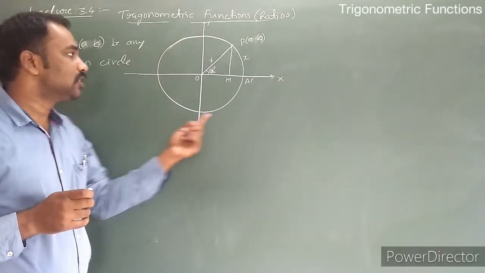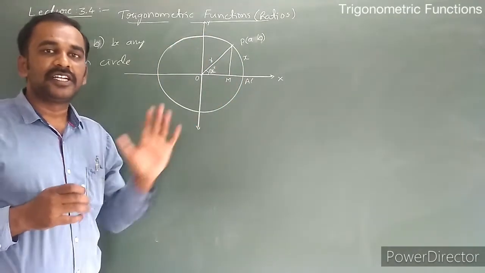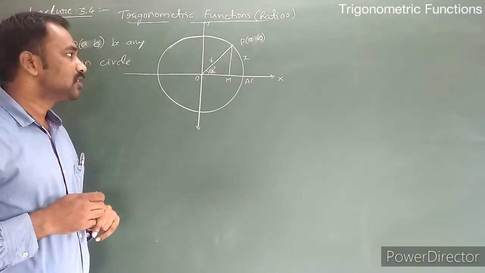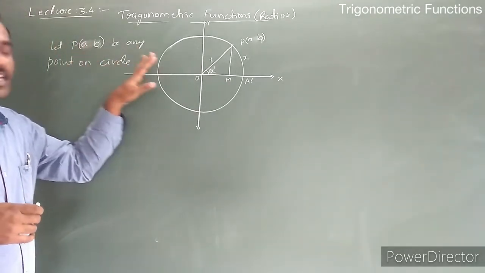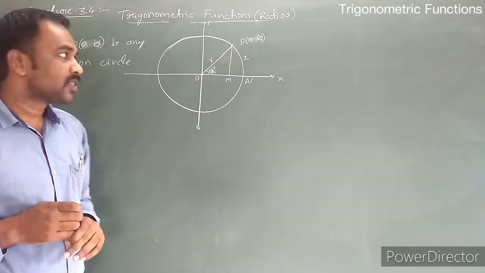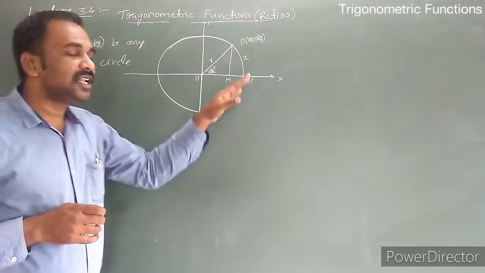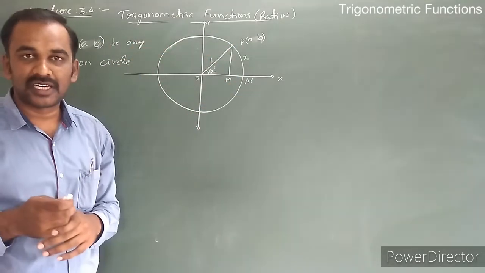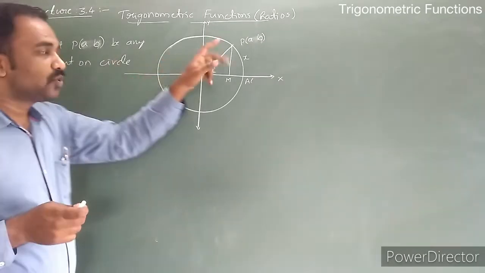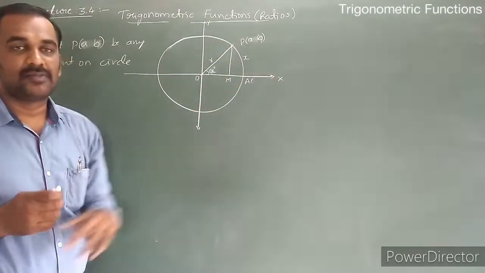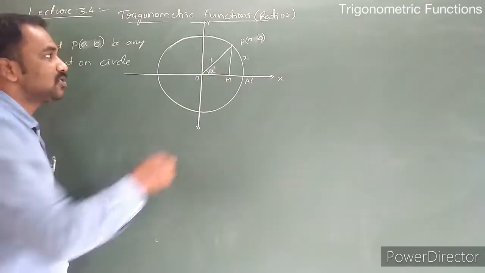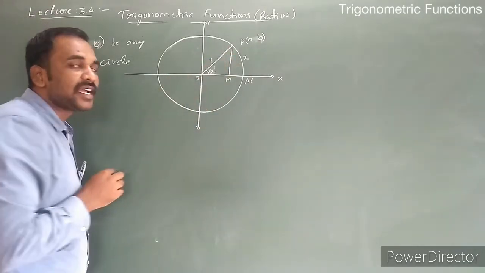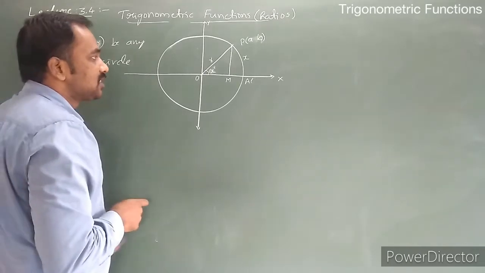Consider a unit circle. That means the radius of the circle is equal to 1 unit. And let P having the coordinate a, b be any point on the circle. How many points are there on the circle? There are an infinite number of points on the circle. Out of that, one point I consider a, b. Next, join OP. This OP makes an angle x radian at the center of the circle.